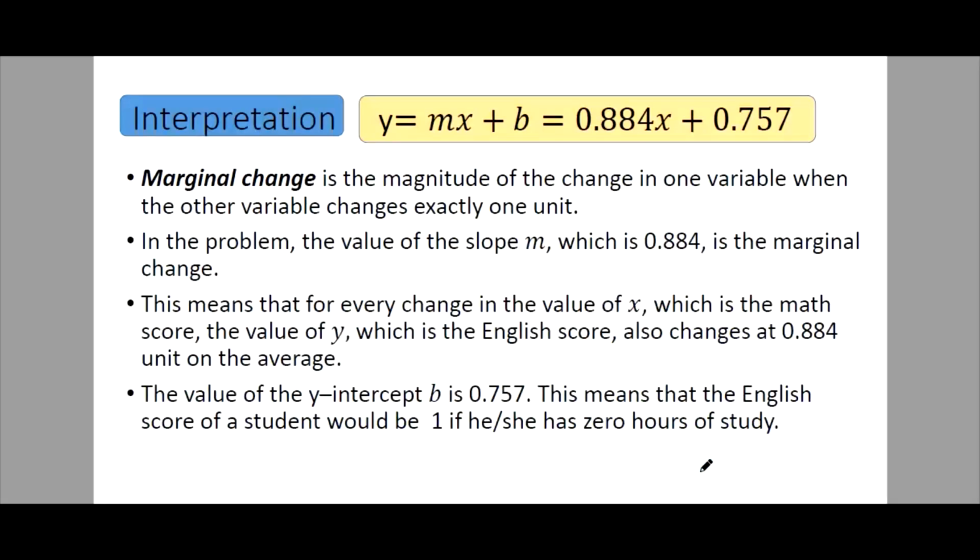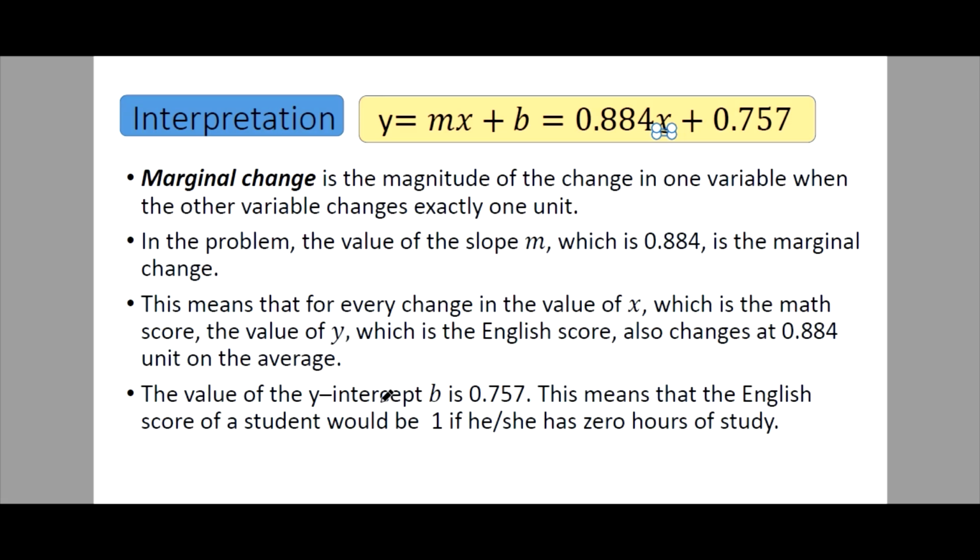Interpretation. The marginal change is the magnitude of the change in one variable when the other variable changes exactly 1 unit. The other variable is x, of course. So the marginal change in this problem is 0.884. Whenever you change x by a unit, the value of y will change. This means that for every change in the value of x, which is the math score, the value of y, which is the English score, also changes by 0.884 unit on the average, because it is our marginal change.